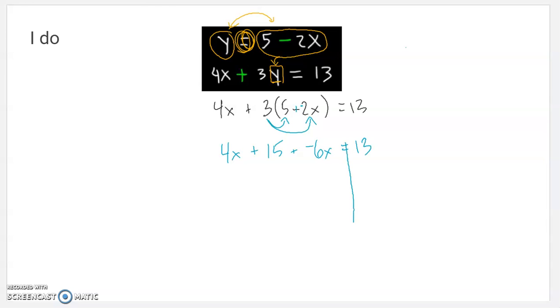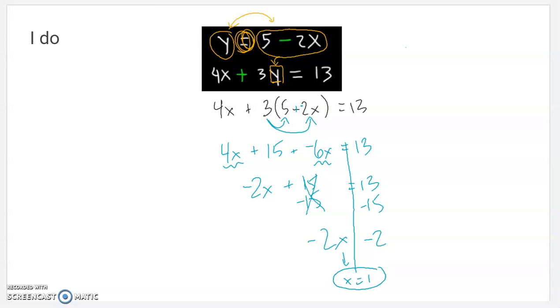Let's see, on this side of my equation, on the left, I can combine like terms. Those will make negative 2x plus 15 equals 13. My next step would be this, to add negative 15 to both sides. If I do that, 15 and negative 15 make 0, 13 and negative 15 make 2, and x equals 1. Most of the way there.